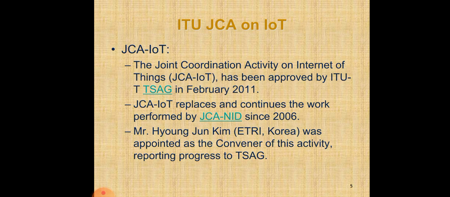Here I discuss the ITU JCA on IoT. JCA-IoT is a joint coordination activity. The JCA, the joint coordination activity on the Internet of Things, was approved by ITU-T TSAG in February 2011. JCA-IoT replaces and continues the work performed by JCA-NID since 2006. As per the statement of Mr. Hung Jun Kim, Korea was appointed as convener of this activity, reporting progress to TSAG.